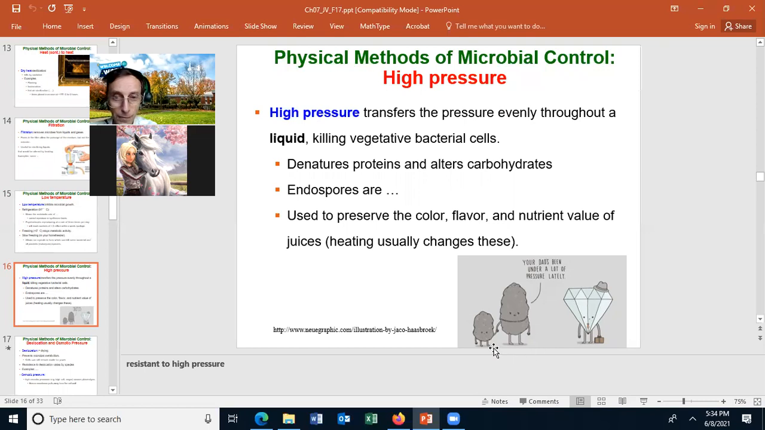And there's a little joke about high pressure changing things. We have two lumps of coal, a mother and the baby lump of coal, and they say, your dad's been under a lot of pressure lately, and he's changed into a diamond. Coal under high pressure and high temperature can change into diamond.